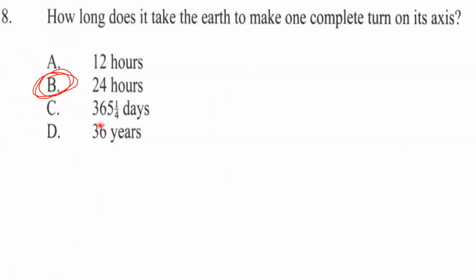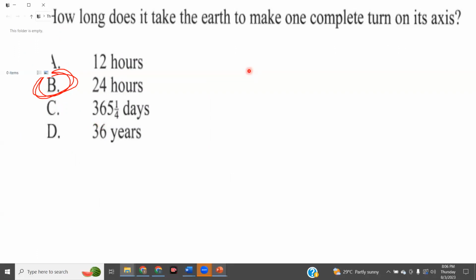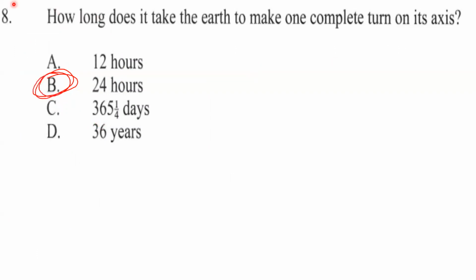Kai, read number 8 for me, please. How long does it take the Earth to make one complete turn on its axis? A, 12 hours, B, 24 hours, C, 365 and 1/4 days, D, 36 years. How long? 24 hours, B. Very good. It takes 24 hours, and that's why we have night and day, because the Earth is turning on its axis.